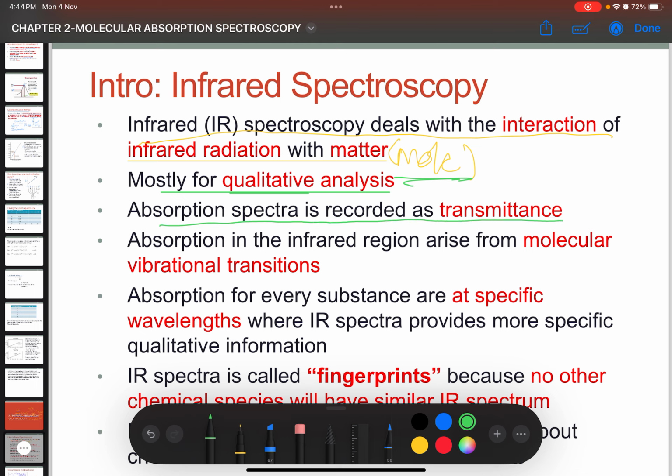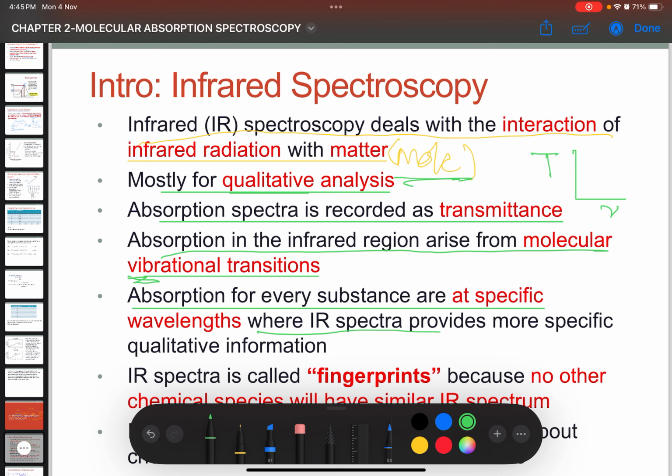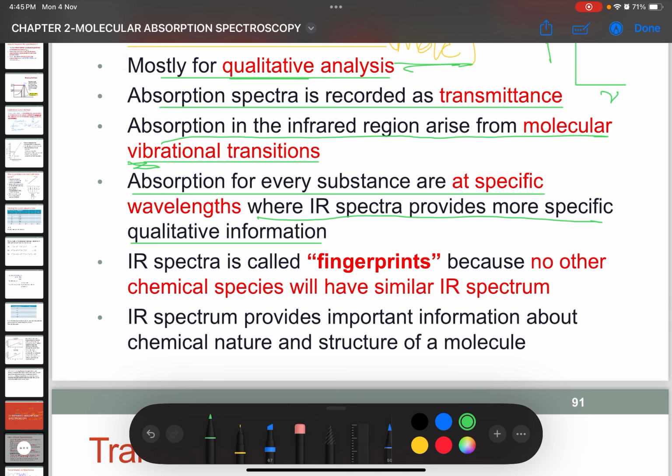Absorption spectra is recorded as a transmittance. Dia punya spectra nanti tu adalah transmittance versus wave number. Absorption of the IR arises from the molecular vibrational transition. The absorption of the infrared radiation by the sample is due to the molecular vibrational transition. Absorption for every substance is at specific wavelength, where IR spectra provide more specific qualitative information. IR spectra is called a fingerprint because no chemical species will have similar IR spectrum.